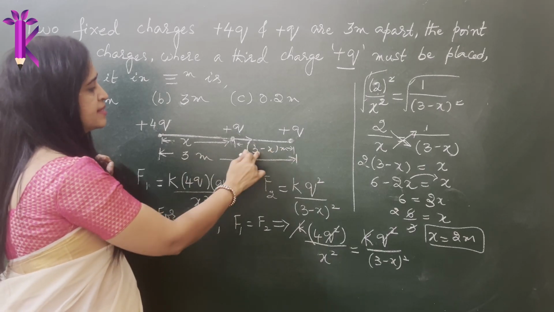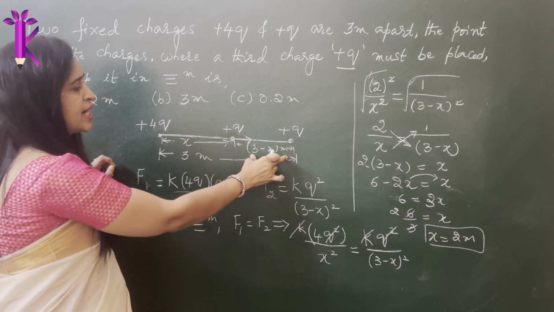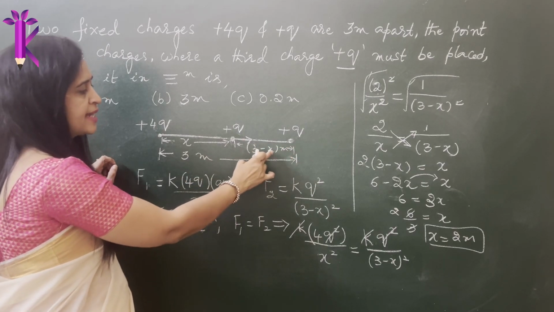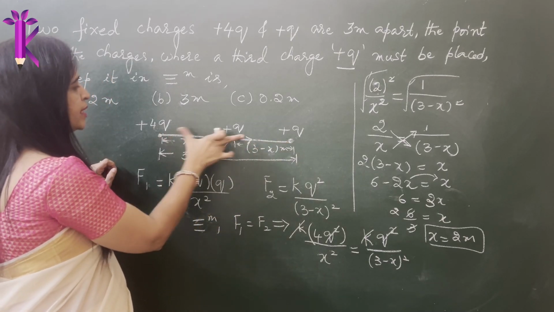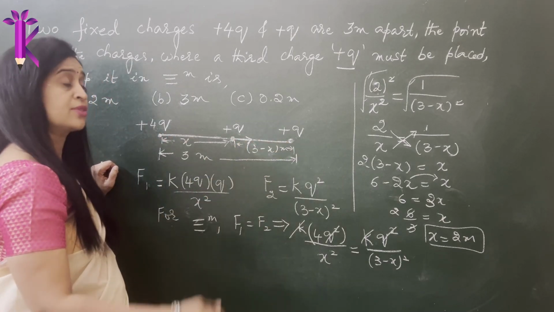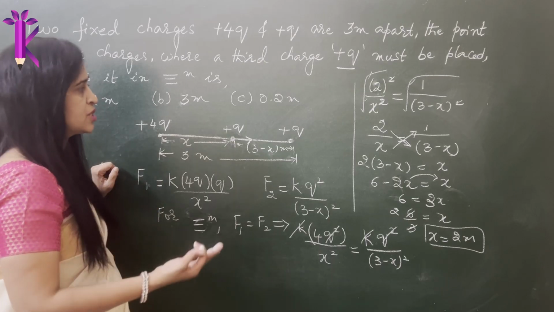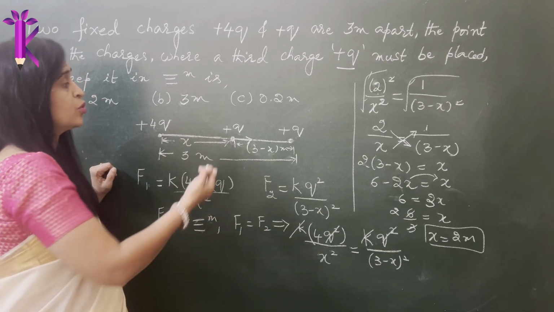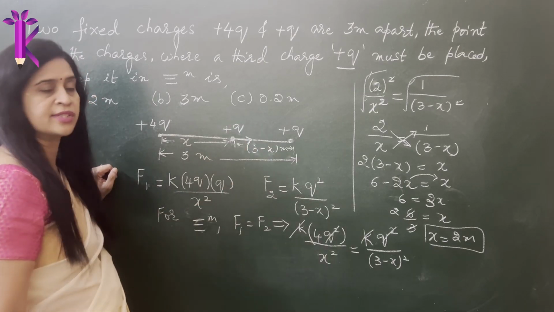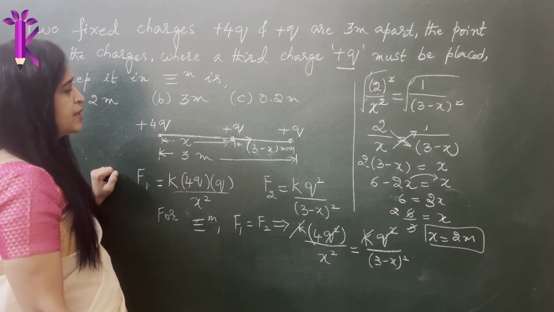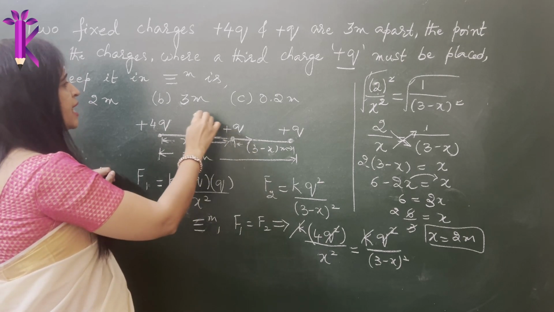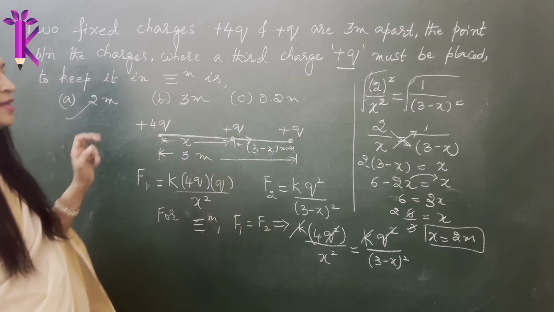So what will be this distance? This distance from the second charge will be 3 minus x, x is 2, 3 minus 2 is 1 meter. So this is 2 meters away and this is just 1 meter away. They can also choose the charge and ask you at what distance you would like to keep it from, the second charge or the first charge, but then assumptions may vary, but this will be the answer. So the answer is yes, x is equal to 2 meters.